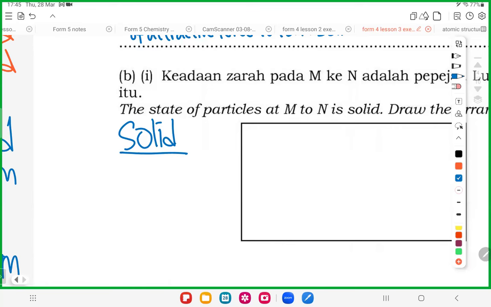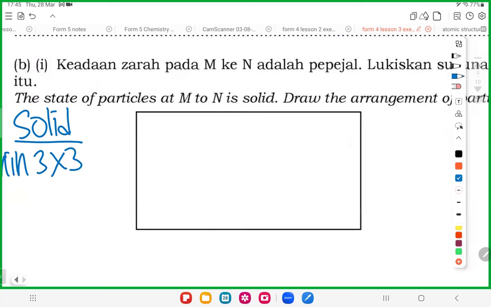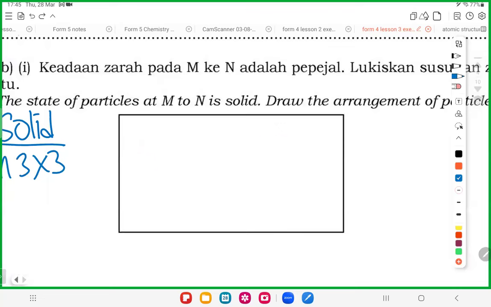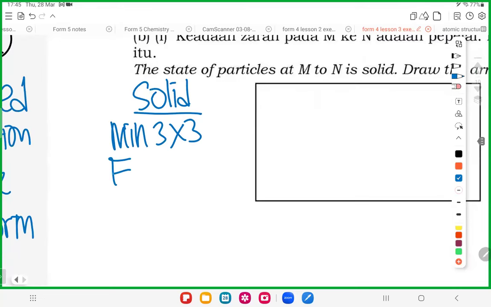Everything is more and more strict. So if you want to draw solid in SPM, first of all, you must draw minimum 3 times 3. So minimum, I want to see 3 rows, minimum 3 columns. Okay? More than that is okay. After that, the whole box must be fully occupied. You don't want to have any empty spaces when you draw the solid.